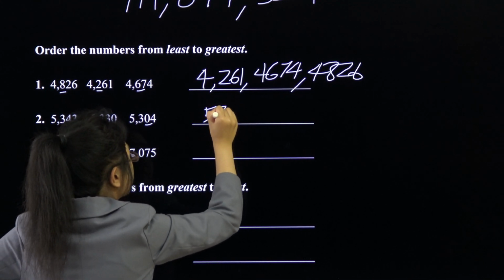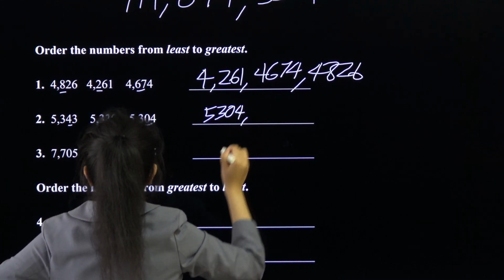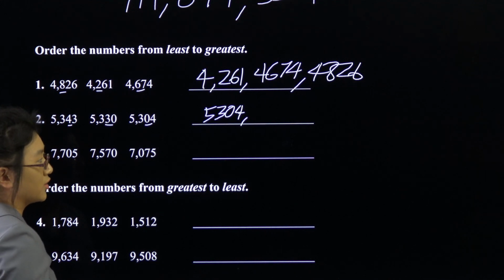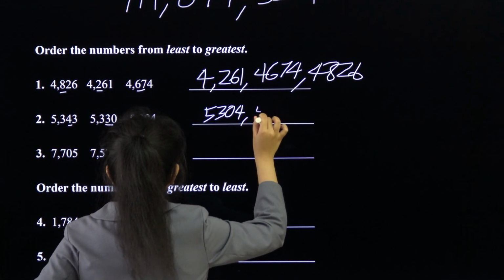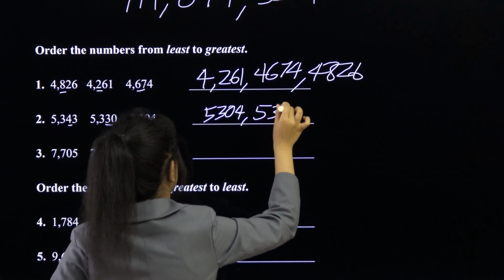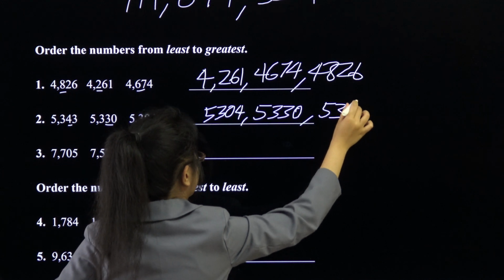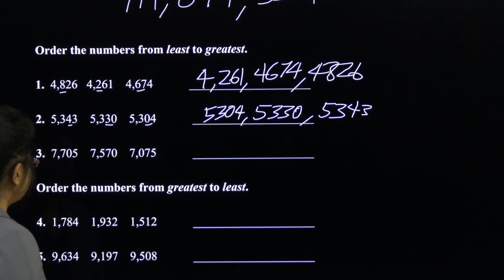The first one would be the one with the 0. Well, with the 0 in the tens place, because the thousands and the hundreds place, all of them are the same. And then it'd be 5330. Then it'd be 5343. From least to greatest.